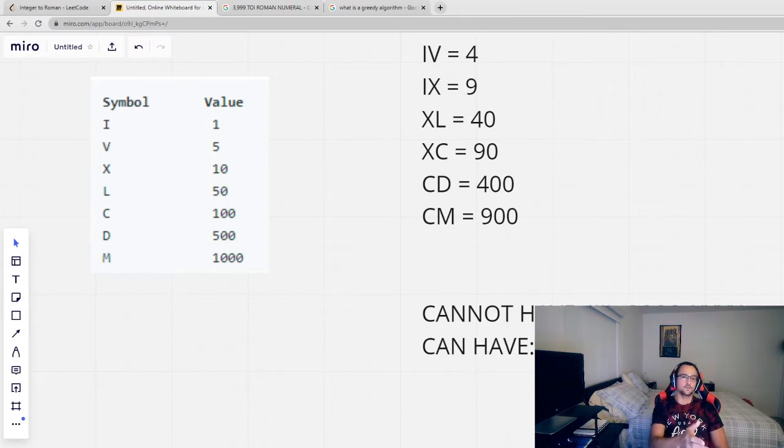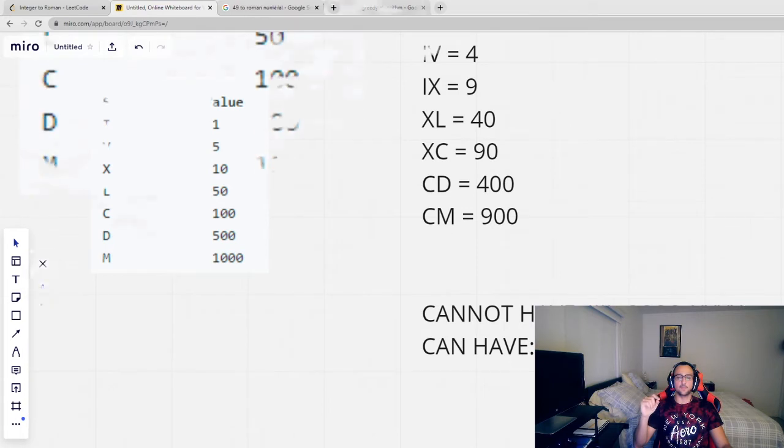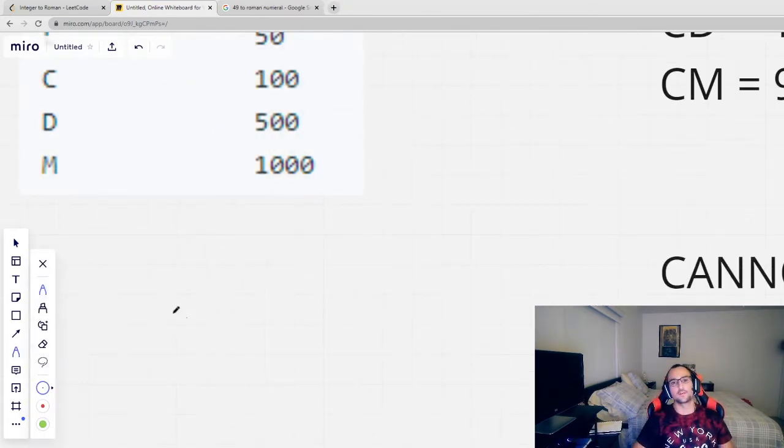The table, in this case, the choices that we have are represented by the Roman numerals. So here we have I, V, X, L, C, D, M, IV, IX, XL, XC, CD, and CM. So now we know what a greedy algorithm is. How are we going to implement one here?